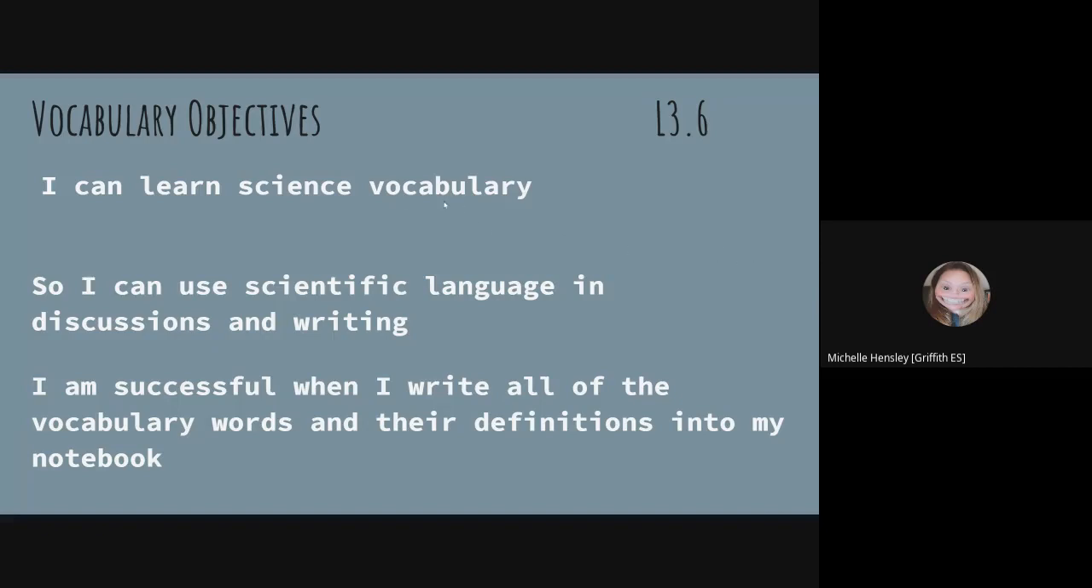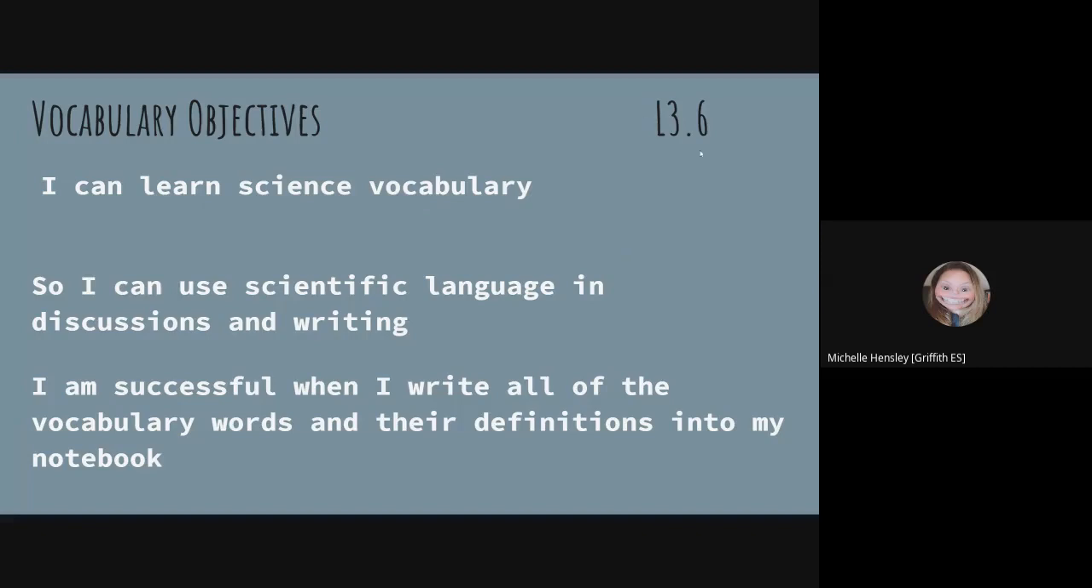This unit, Unit 2, is a science unit. So we have science vocabulary to learn today. Our last unit was a social studies unit, so we had social studies and academic vocabulary. This unit will have science vocabulary and academic vocabulary. So today we're going to start off with science vocabulary.